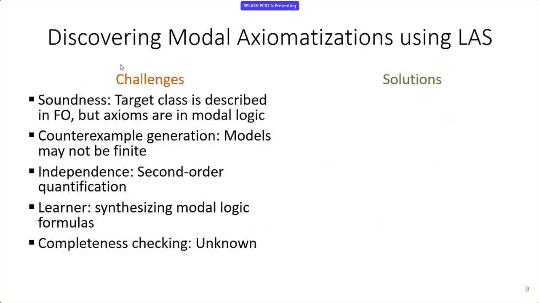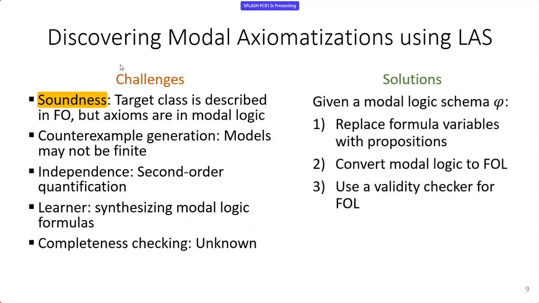Great. I'm going to briefly show you how we applied the LAS framework to modal axiomatizations. So remember, we're given a first order characterization of a class of frames, like serial frames, and we want to find the modal axioms that capture this class. For soundness, we're given a modal logic schema. We first replace schema variables by propositions, and it turns out that that's sufficient. So now we just have a normal modal logic formula. We convert this to first order logic by changing the box and diamond to universal and existential quantifiers.